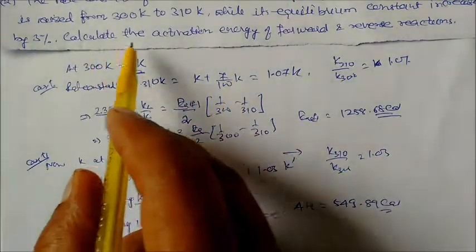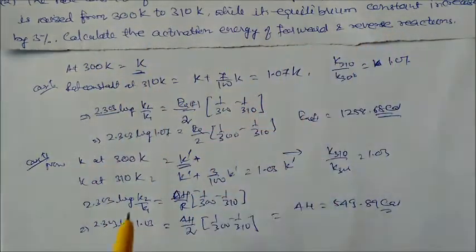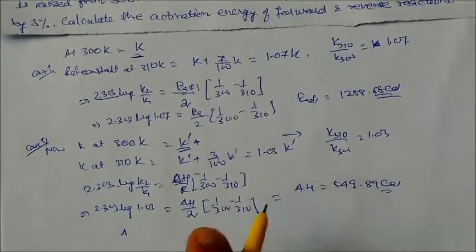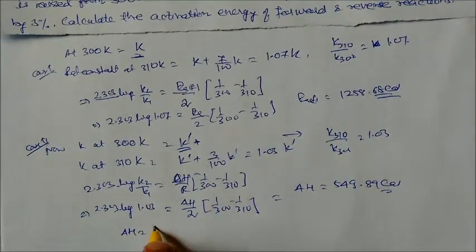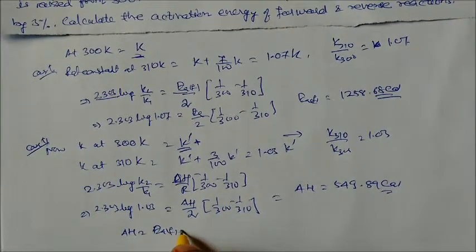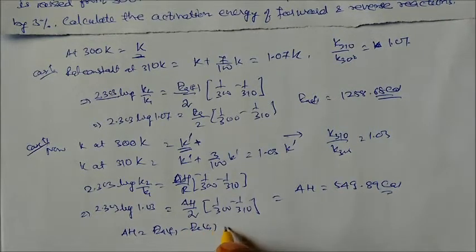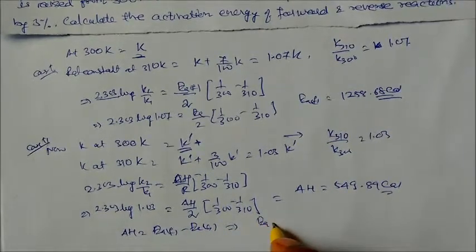Now we have to find the activation energy for the reverse reaction. We know the forward activation energy, and we also know the total delta H. So we can write delta H is equal to activation energy for forward minus activation energy of backward. So we need to find the activation energy of the backward reaction.